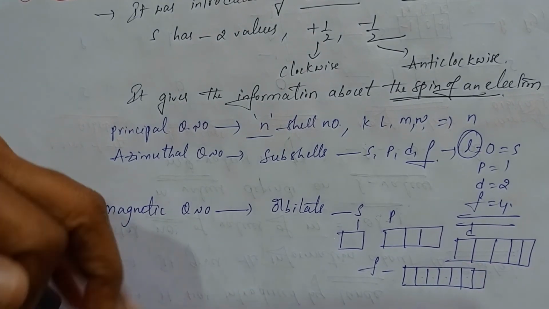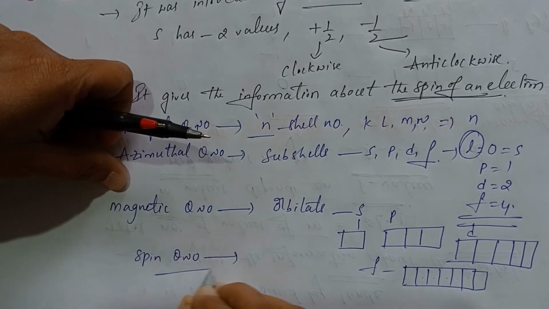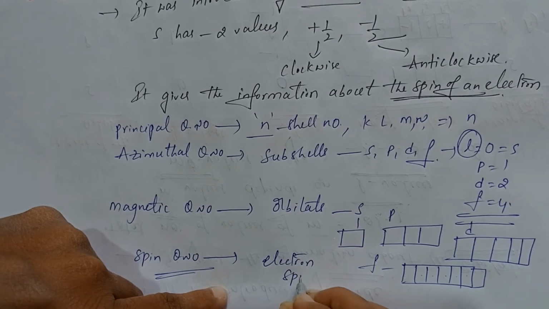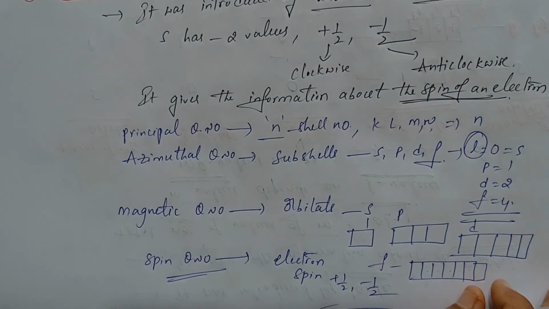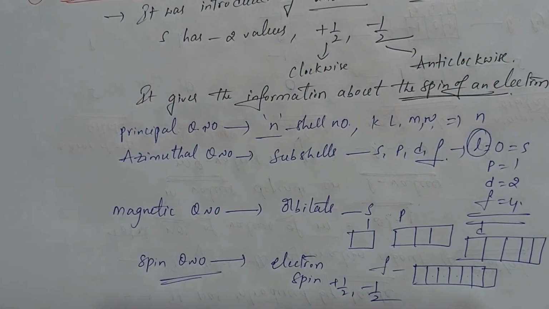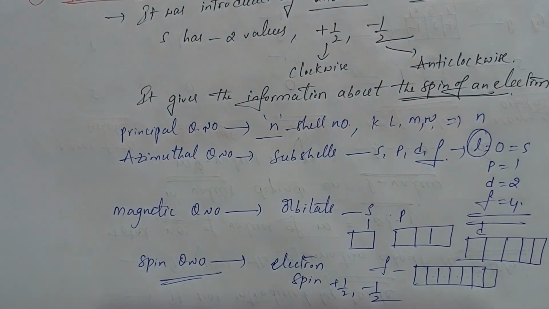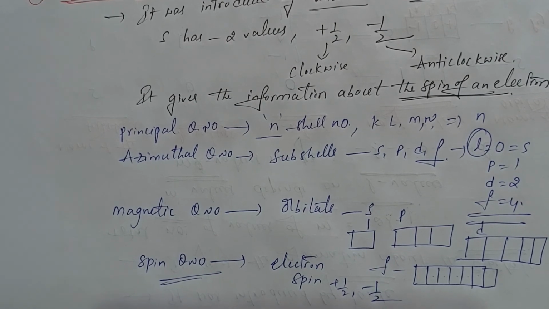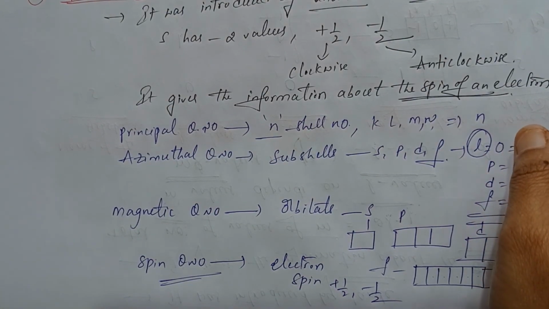And the spin quantum number gives the information about the electron spin, that is plus half or minus half. Based on this topic, students, in the next video I will discuss previous year's questions and how to solve them. Then you can easily understand these quantum numbers.